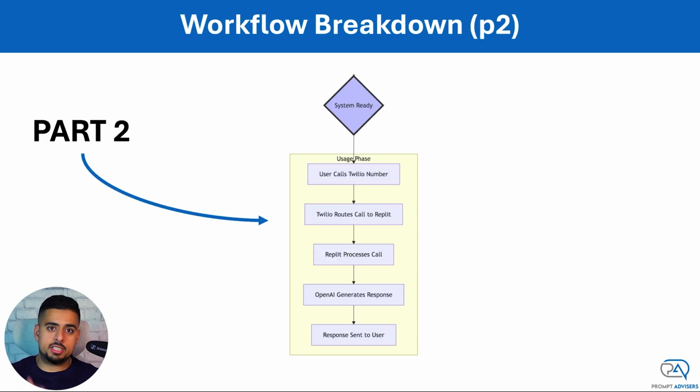And once this system is ready to go, the workflow is going to be very simple. You call the number that you bought on Twilio. Twilio is going to route that call to Replit, which is what you're going to use my code for. Replit's going to process that call, and OpenAI is going to go back and forth until the conversation is done, generating responses in real time.